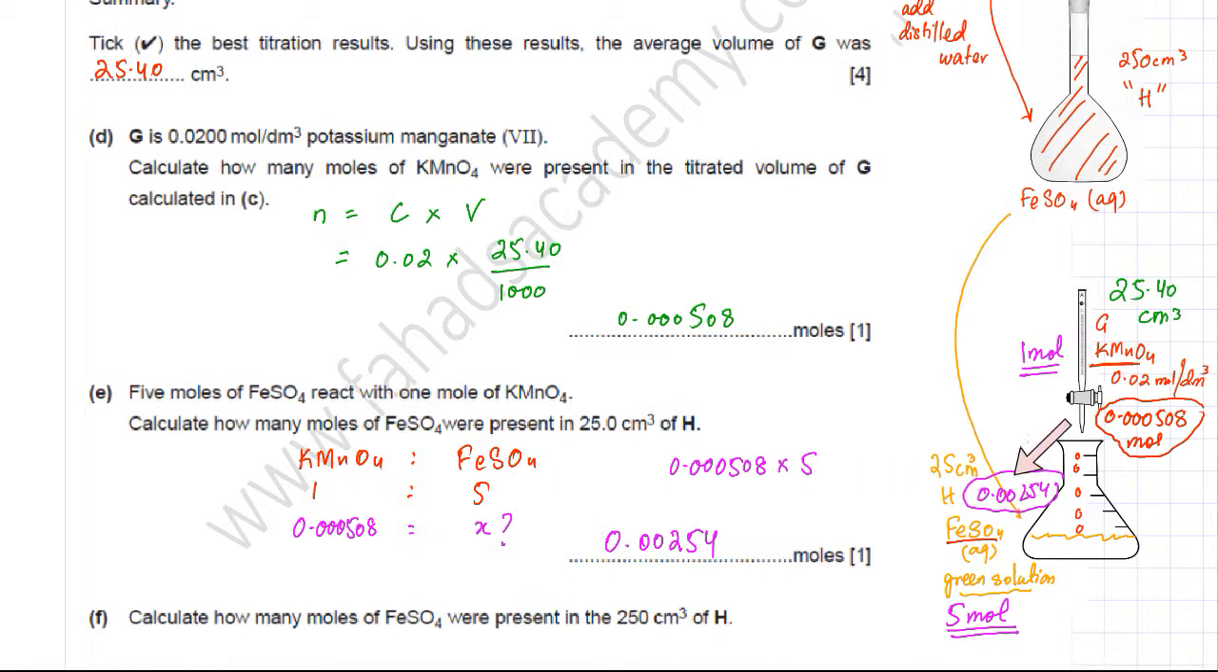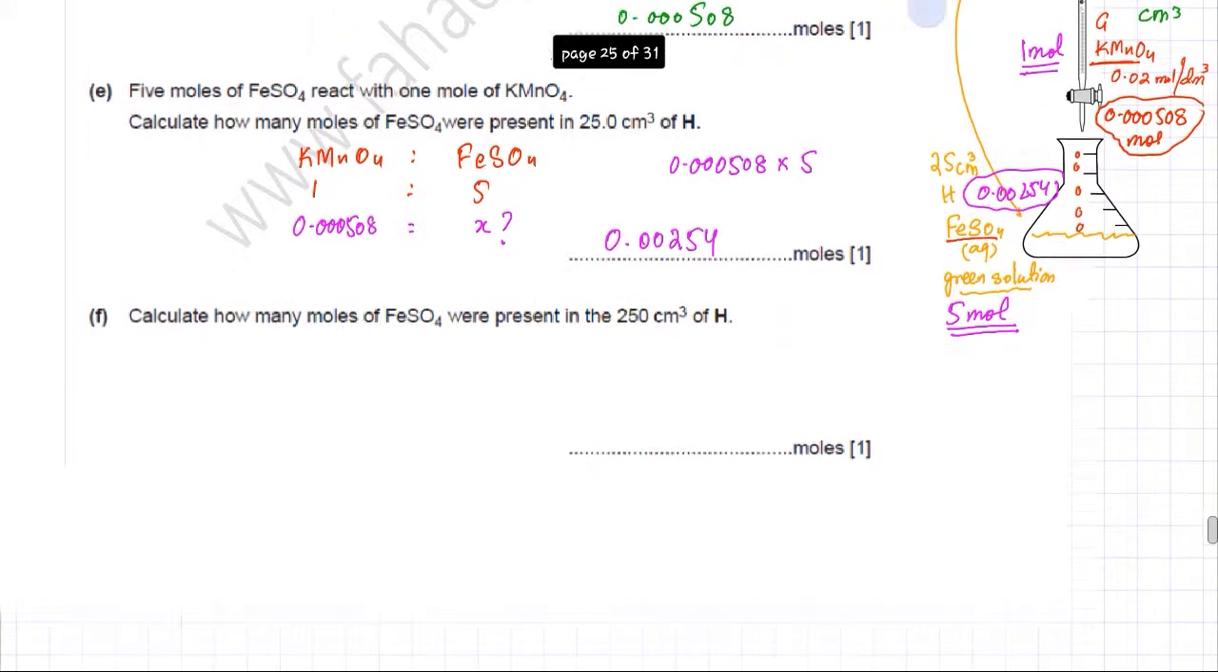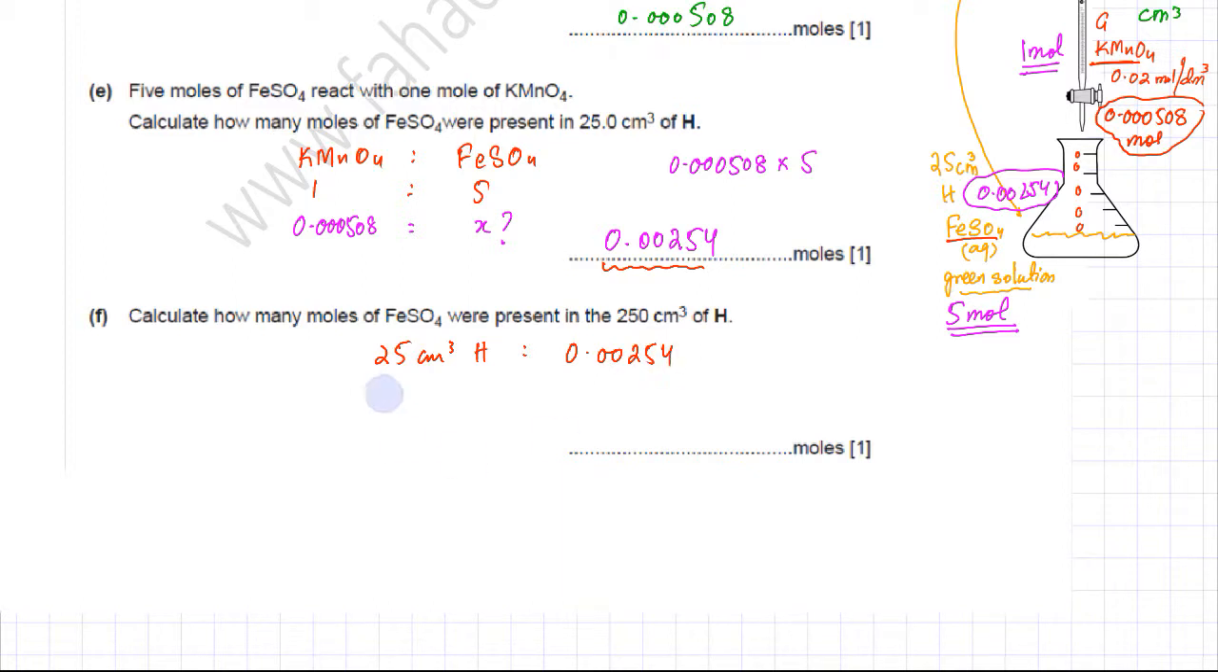So if 25 cm3 contains 0.00254 moles, what would be the quantity of moles in this 250 cm3 in this larger container? It's simple ratios. 25 cm3 volume contains these many moles. So 250 cm3, that's 10 times the volume, would contain 10 times the moles. We know that 25 cm3 of H contains 0.00254 moles. So if you have 250 cm3 of H, which was our original solution, how many moles of FeSO4 would that contain?